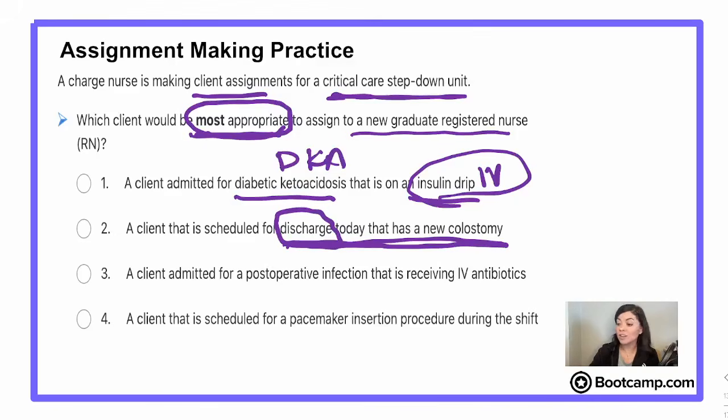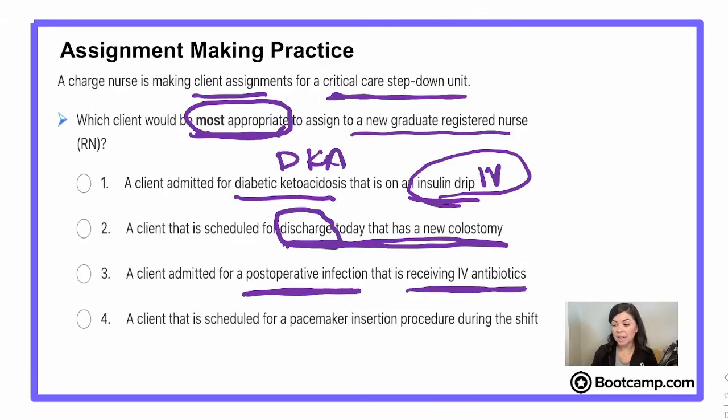So I know y'all are all telling me option 3 because y'all are all super smart, and y'all are correct. So we have a client with a postoperative infection receiving IV antibiotics. So let's talk about that care plan. That's not really typically a complex care plan because we're mainly doing vital signs, administering IV antibiotics, assessing that infection site, and that's something that hopefully that new grad RN feels very comfortable doing, and so it won't pose a lot of risk to the client or the nurse.